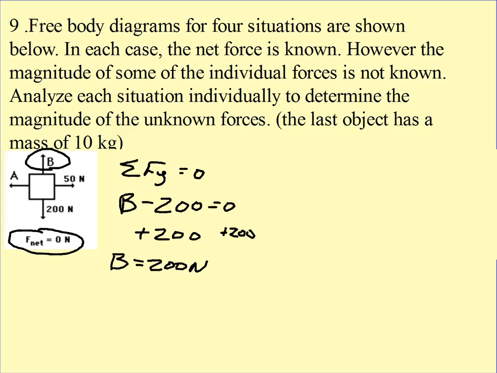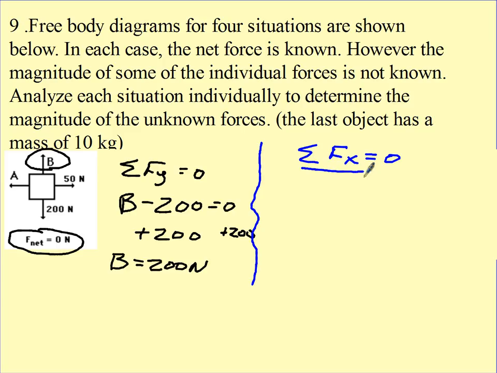Now I'm going to change colors to do my x. Okay. Summation of forces in x is going to be 0 because our acceleration is 0 across the board. What do I have going to the right and what do I have going to the left? Well, I have 50 going to the right and a is going to the left.